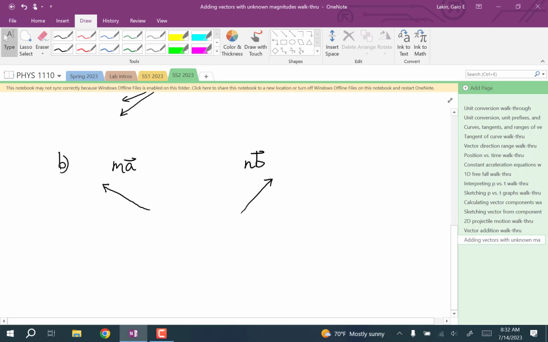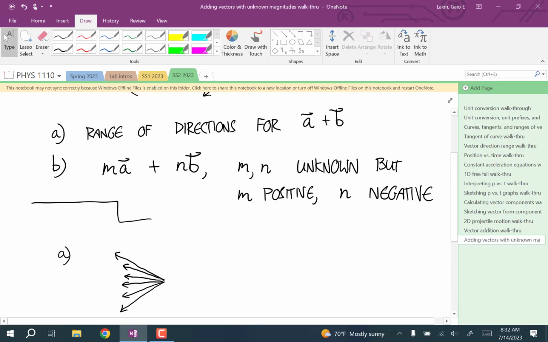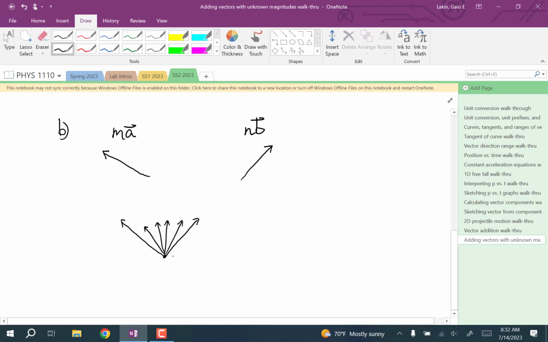And now the last step is to give the range of directions in between these two. So pause the video and see if you can come up with that range of directions. And the answer is all of these. So what that's saying is, if you know you're adding MA plus NB, and you know that M is positive and you know that N is negative, but you don't know the magnitudes of M and N, the answer has to be somewhere in this range of directions.